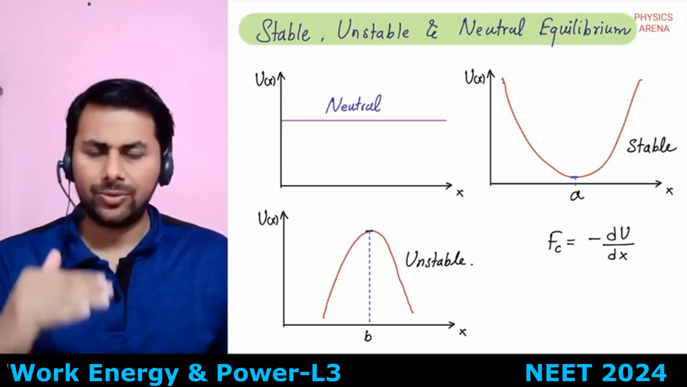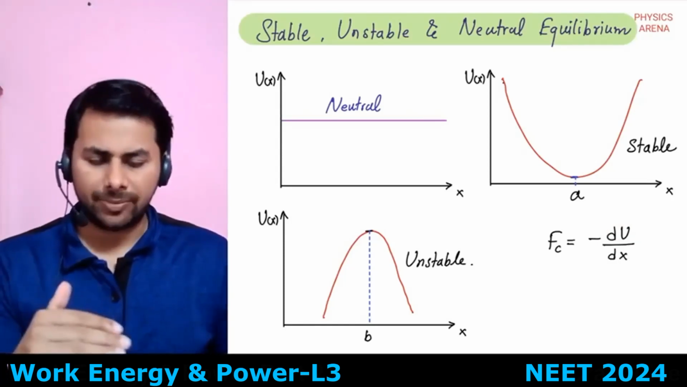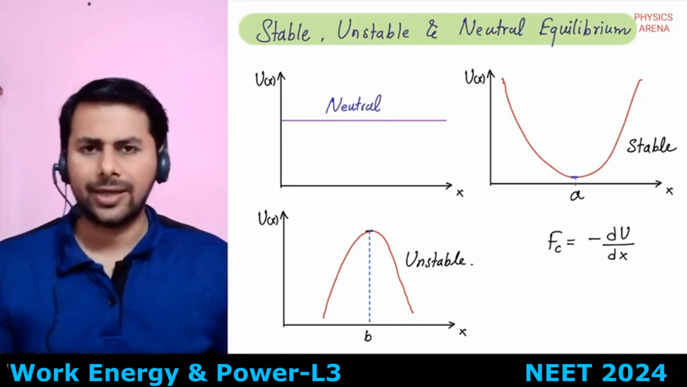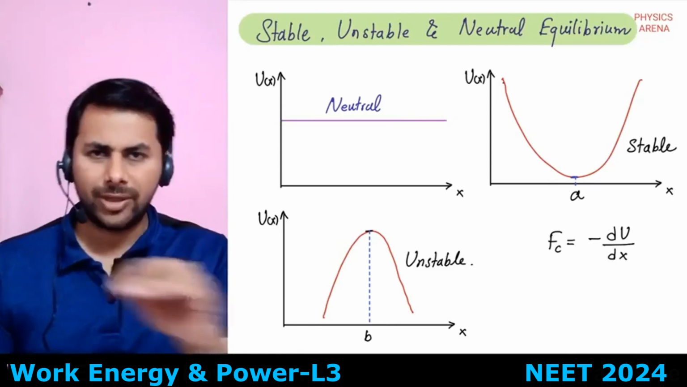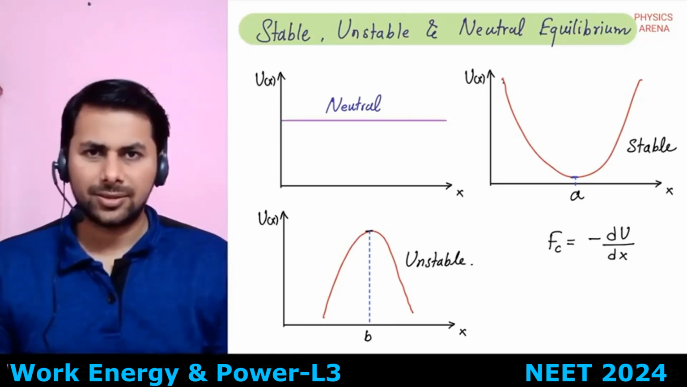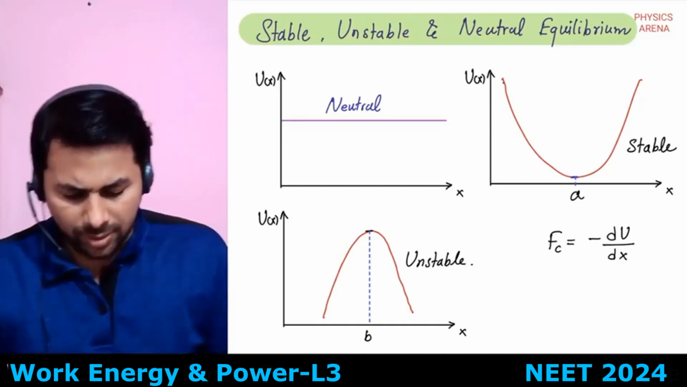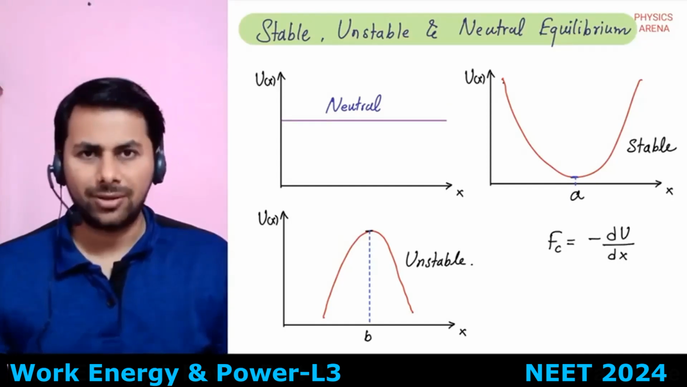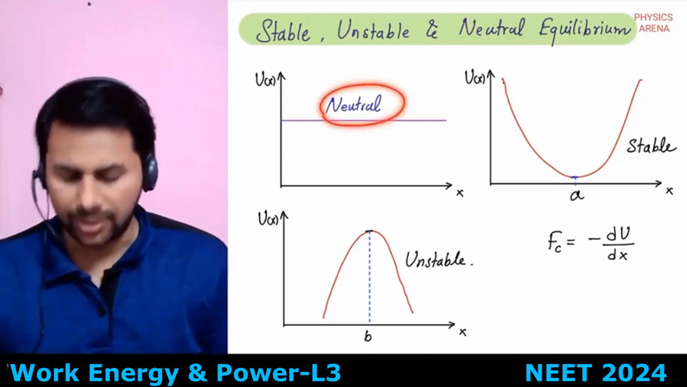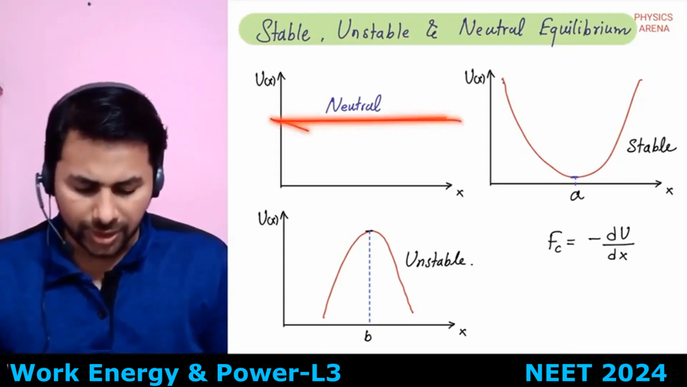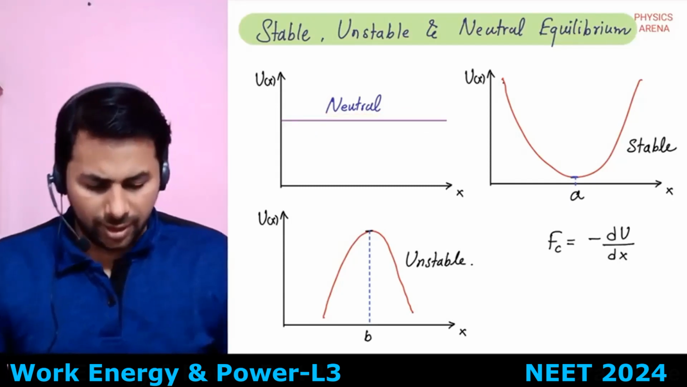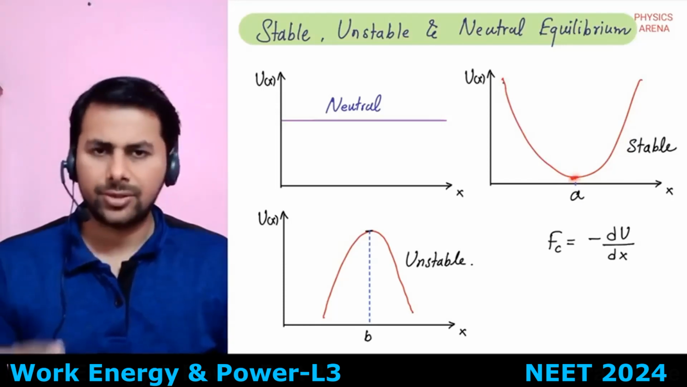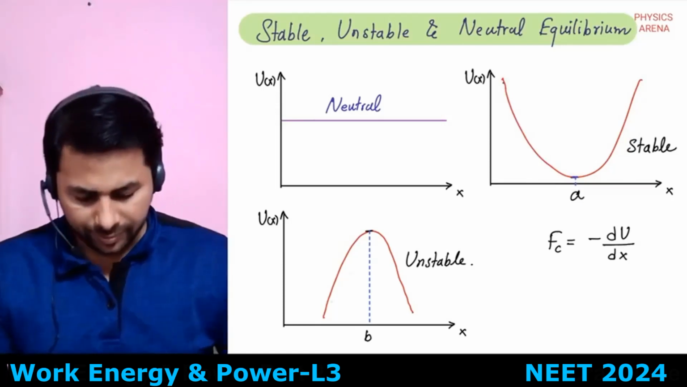Okay, so if the derivative of U with respect to x is 0, that means at that point, how will the U versus x graph look? It will be parallel to the x-axis. Now either you can have potential energy like this, which is not changing at all. This is known as neutral equilibrium. Or you can have a potential energy curve like this. This is known as stable equilibrium.